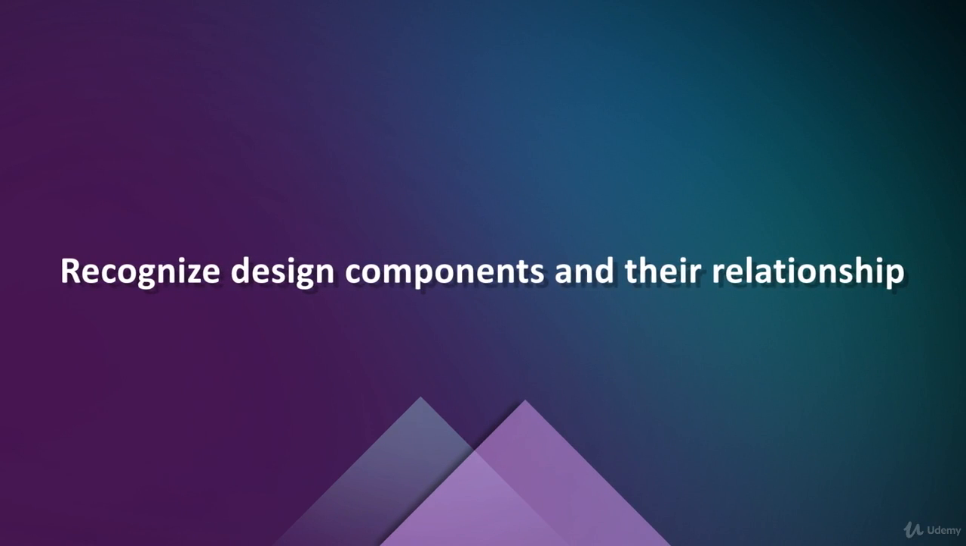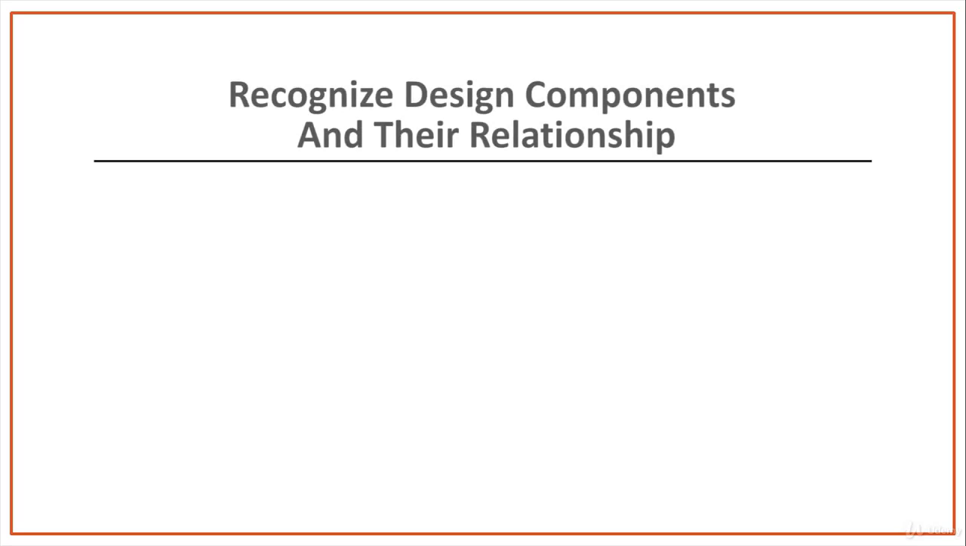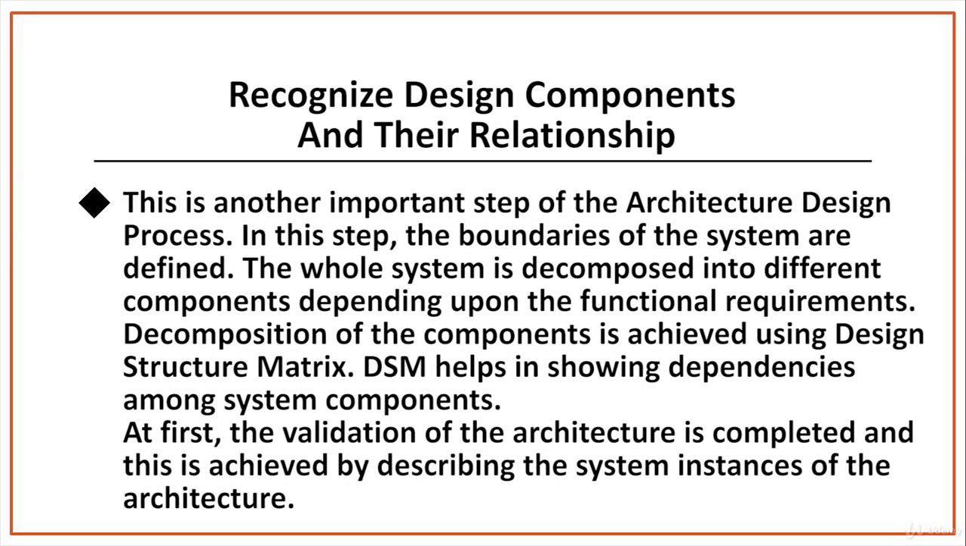Recognize design components and their relationship. This is another important step in the architecture design process. In this step, the boundaries of the system are defined. The whole system is decomposed into different components depending upon the functional requirements. Decomposition of the components is achieved using a Design Structure Matrix. DSM helps in showing dependencies among system components.